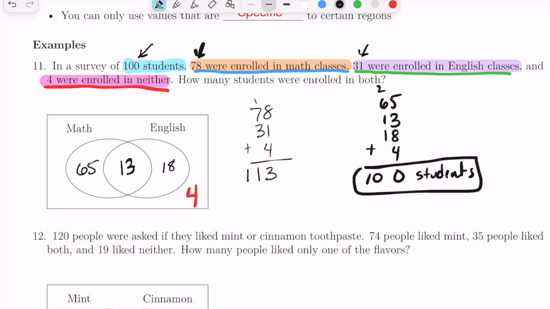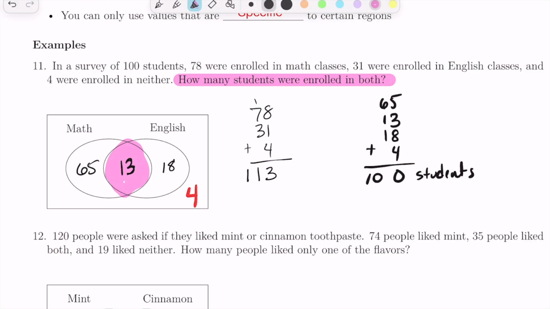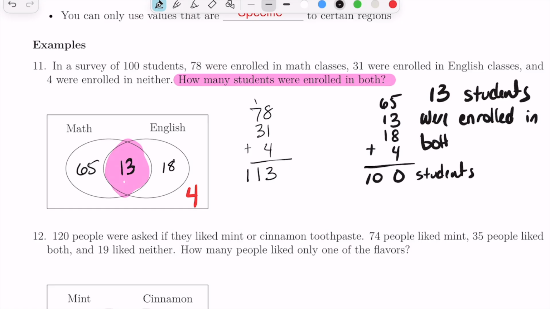Okay. We should ask ourselves, have we answered the question? We actually didn't. We made a nice Venn diagram. Boy, we sure did a lot of work. But you know what? We still have to answer the question. See, the question here, how many students are enrolled in both classes? That's this part right here. So we want to make sure that we indicate we know what the answer is. 13 students were enrolled in both. That's our answer.